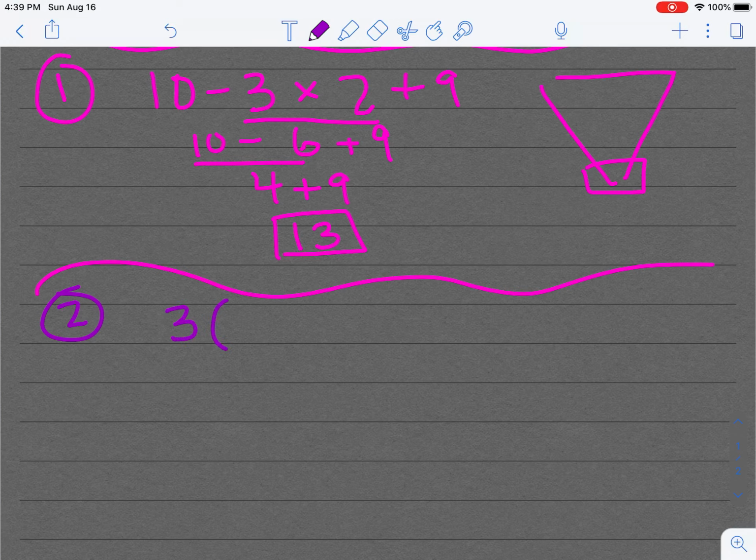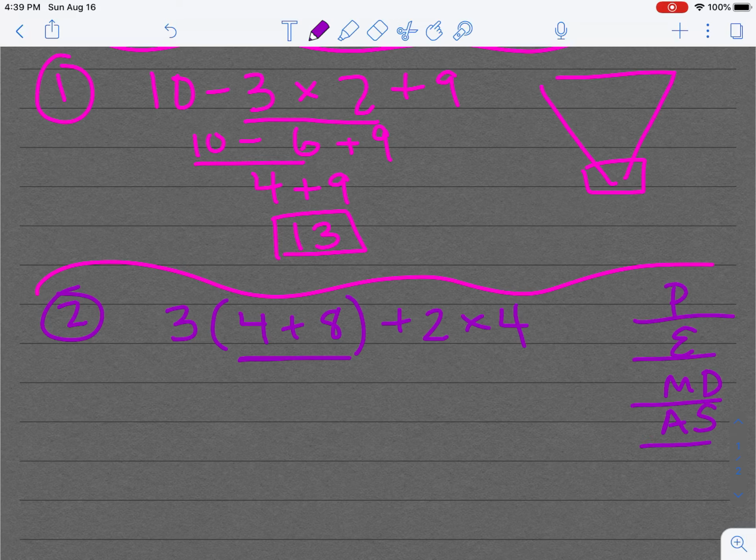Let's say we have a 3 outside of parentheses, and then we have 4 plus 8 inside parentheses, plus 2 times 4. Here's how you'll tackle this problem. What's inside parentheses first, and we write the M and D on the same line because that happens in the same step. Parentheses by itself in one step, exponents by itself in one step, multiply and divide together in one step, and addition and subtraction together in that step. So 4 plus 8 is 12. We bring everything else down.